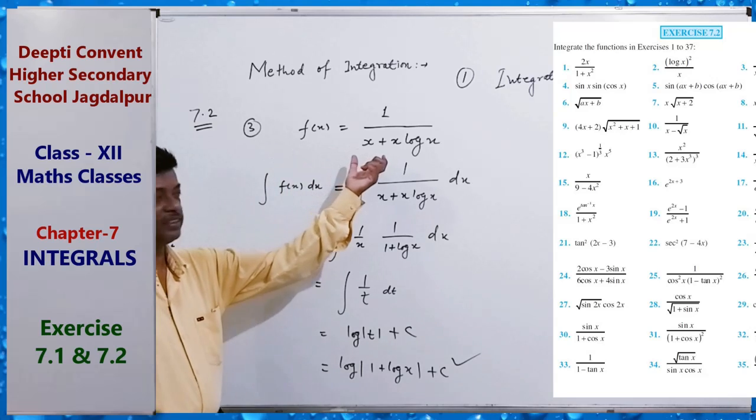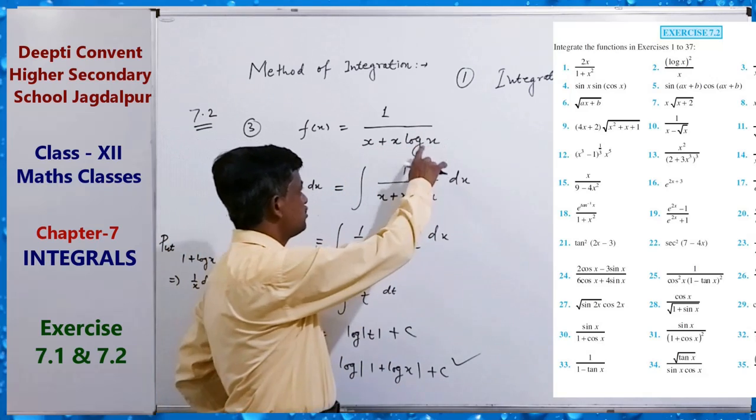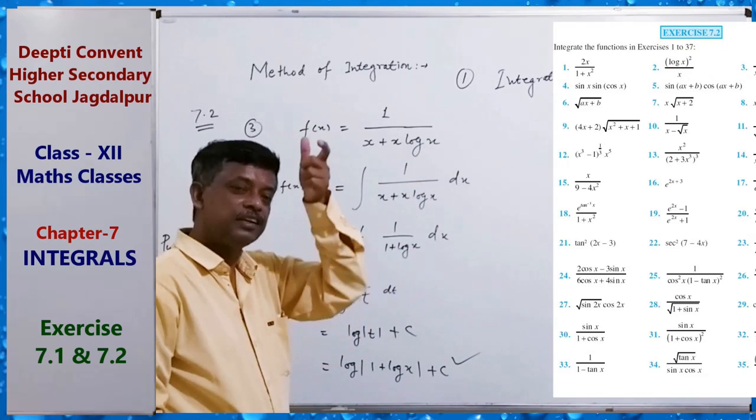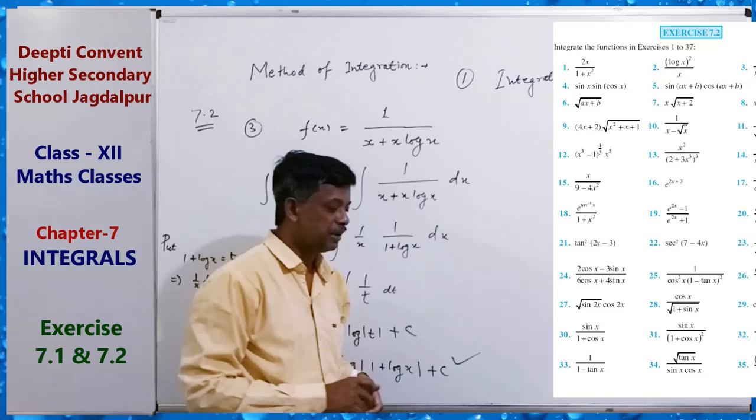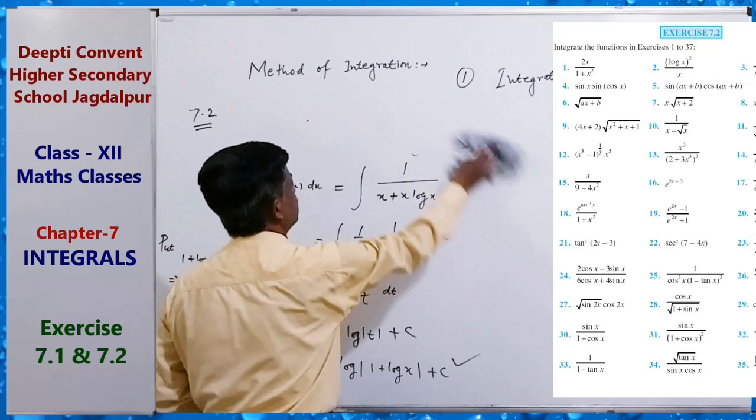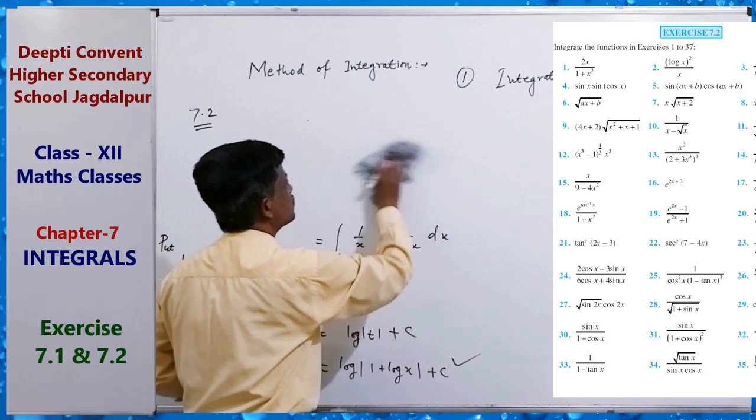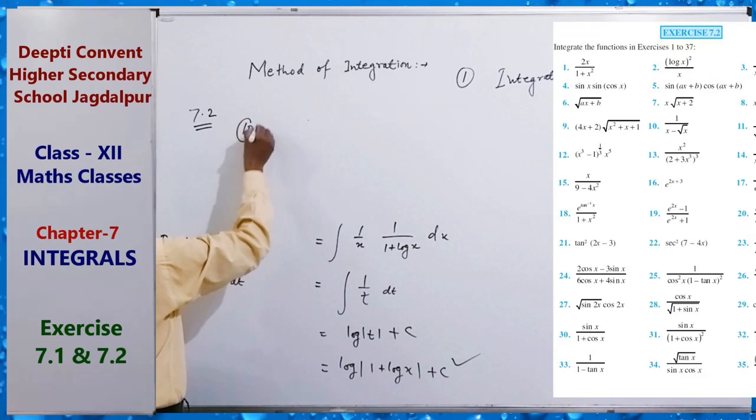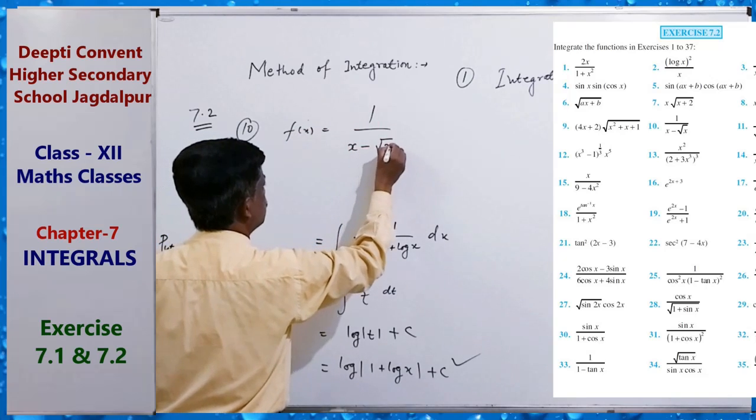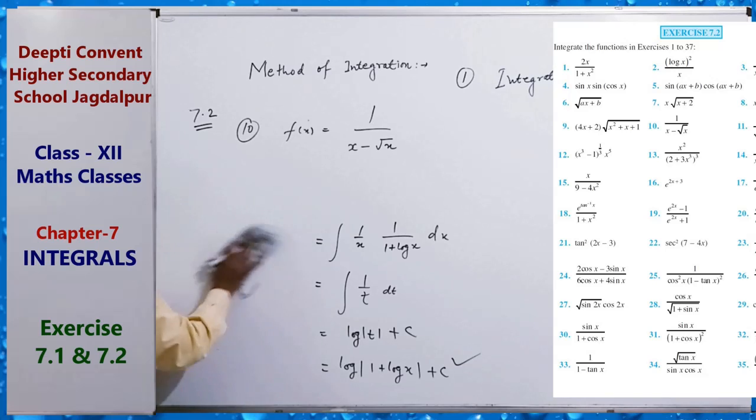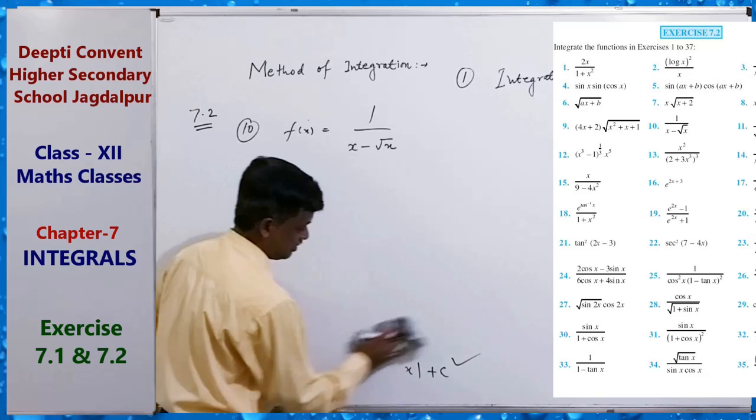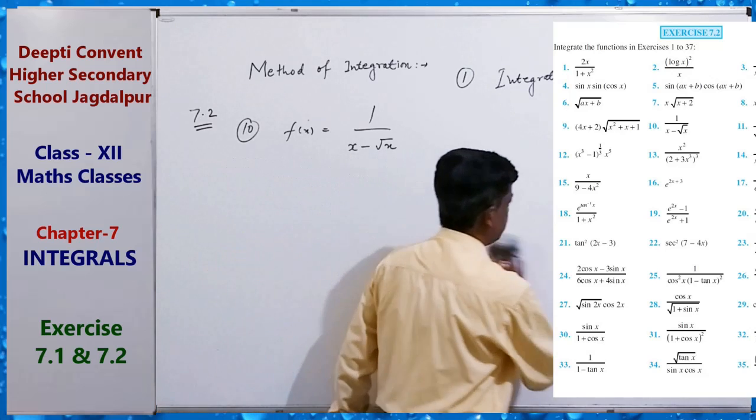So we try to find the quantity which we have to substitute for t, and then differentiating that quantity, we can get a function that is also present here, 1 by x. Okay, 3. Now taking question 10. Okay, question 10. See, question 10 also, f(x) equals 1 upon x minus root x. So what should be the quantity that we have to put for t?